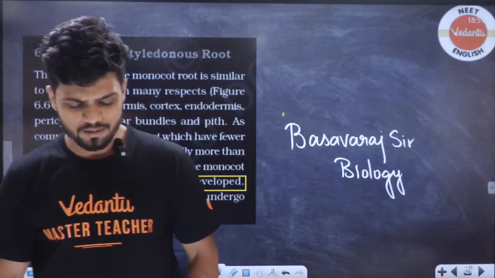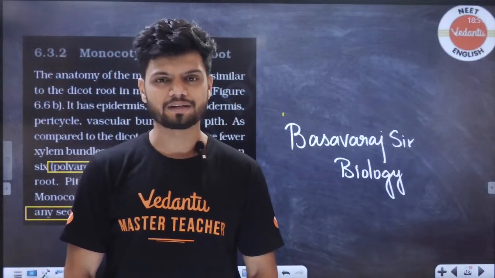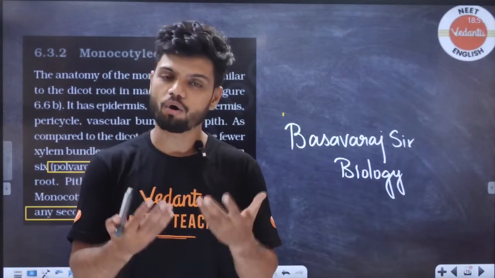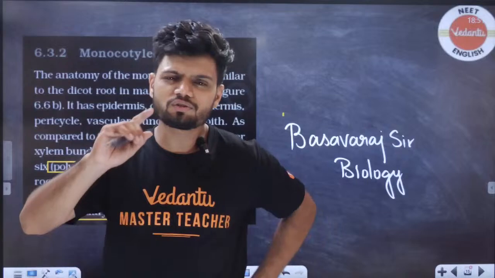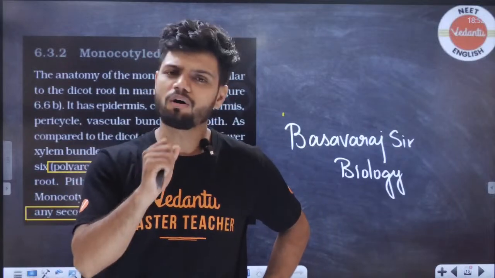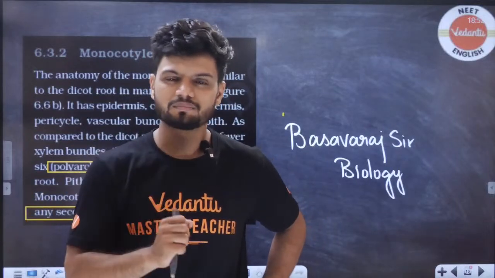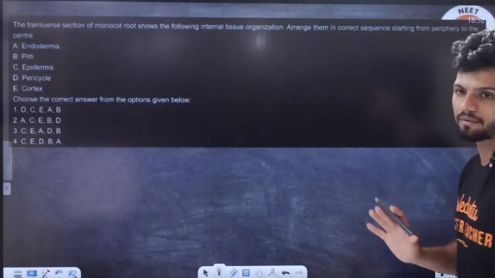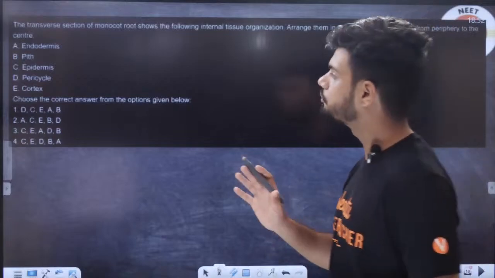Okay, now students, that was your monocot and dicot. Now, which type of question can you expect from here? See, all of you learn the concept, but unless you know how the question can come, what you learn is going to be a little difficult to apply. Now see here, the question can come in this way. I'll read it for you.